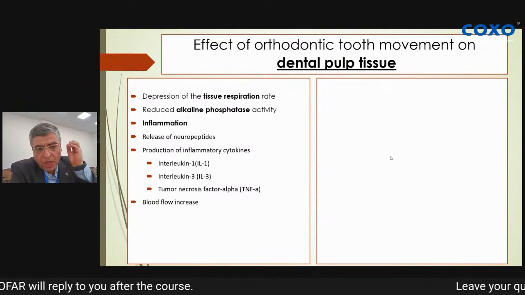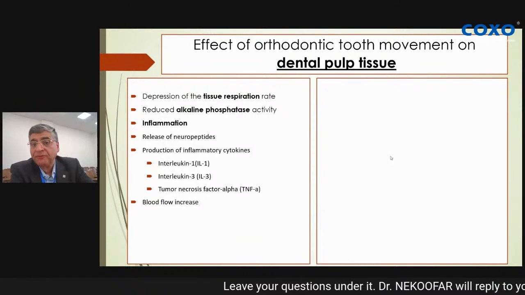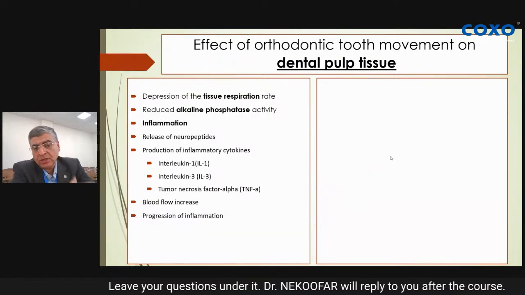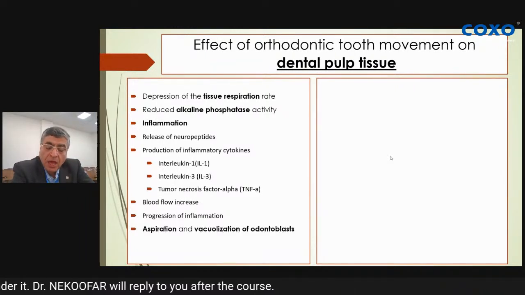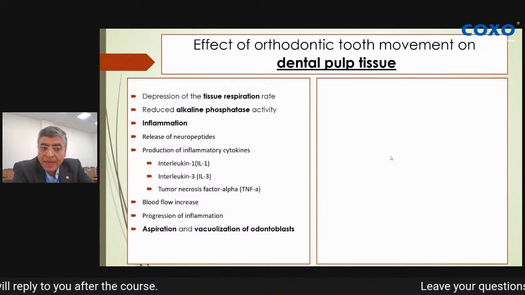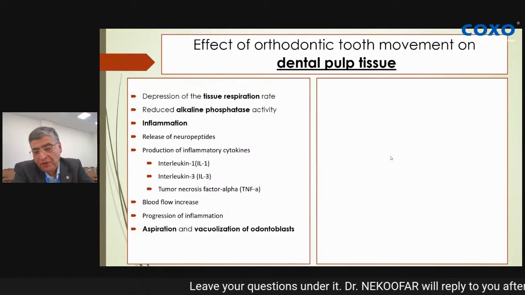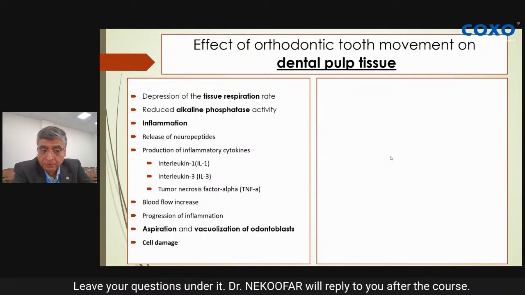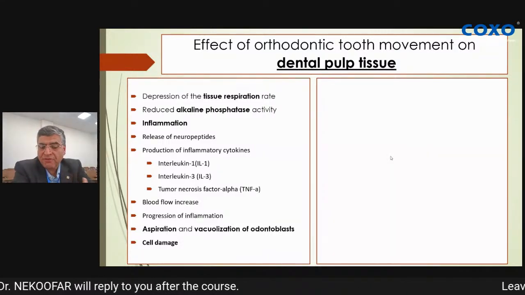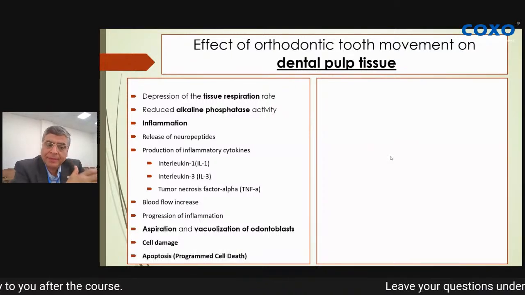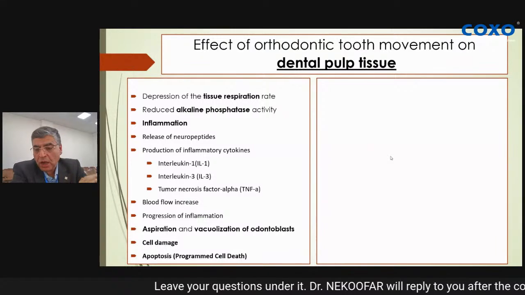dental structure. So then, according to that, in this cascade, we will see the blood flow increase, and therefore we have progression of inflammation. Unfortunately, then it ends up with aspiration and vacuolization of odontoblasts, which is very important for the survival of dental pulp tissue. And if we don't stop and control that, then cell damage may happen, and programmed cell death, apoptosis, is the consequence of the cell damage.